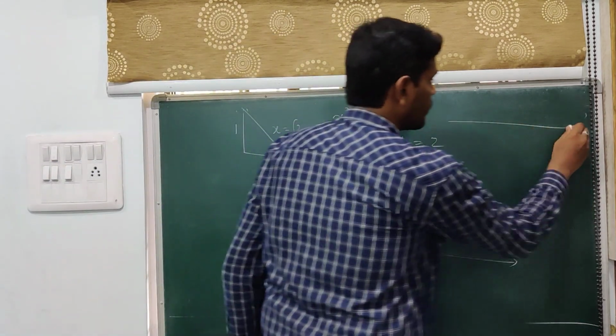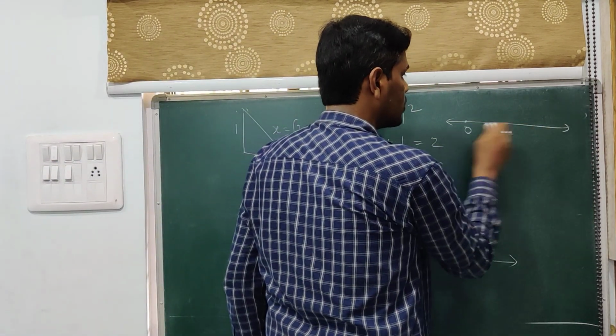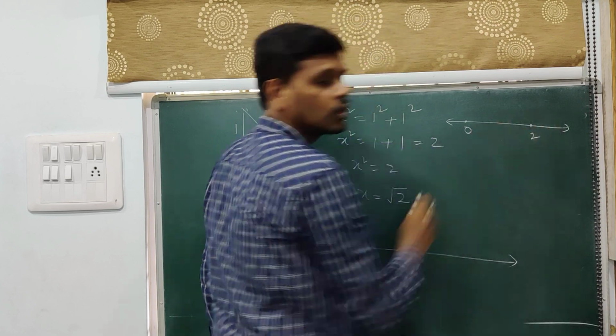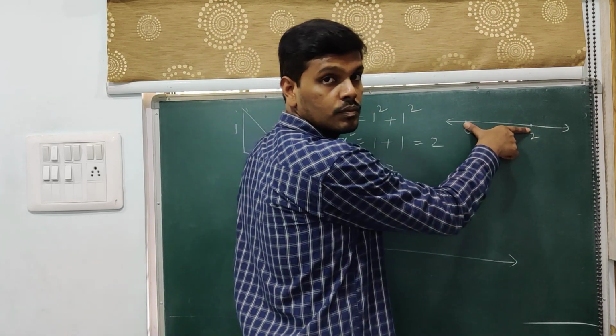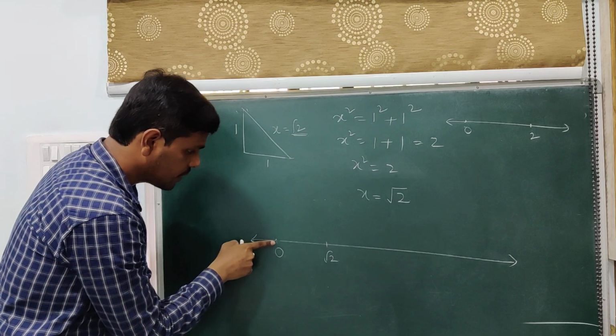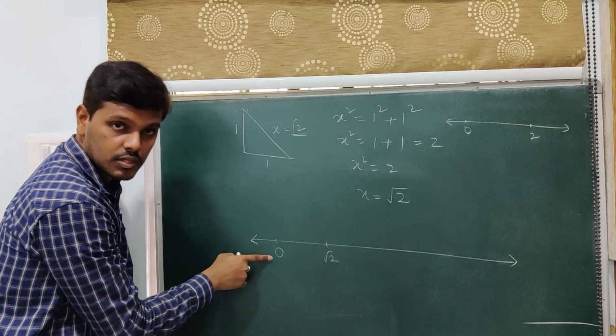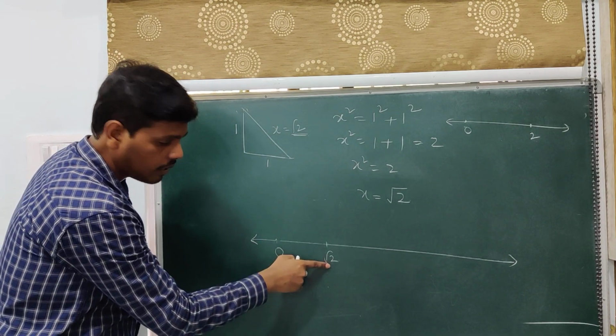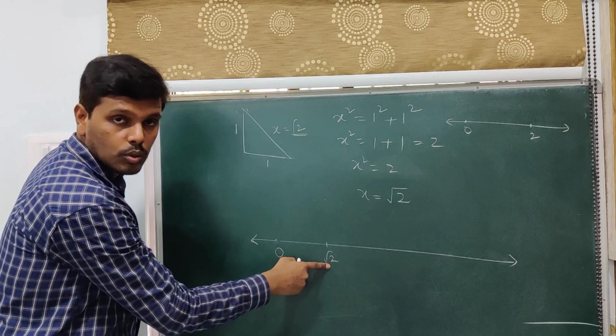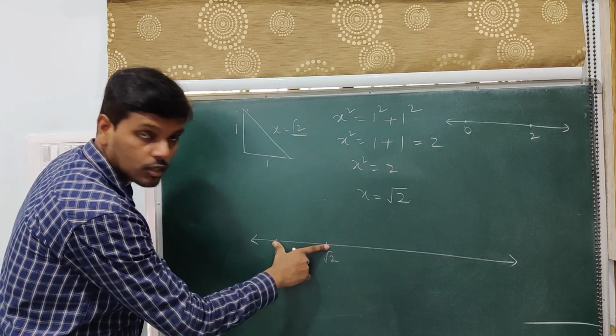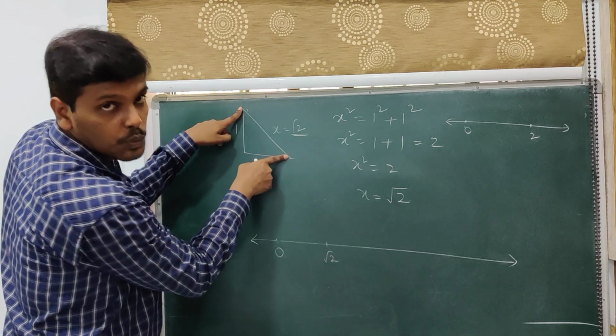That is, suppose you have a number line. This is 0. This is some 2. We say that this length is 2. Like the same, for this point I am assigning a number 0, and for this point I am assigning a number root 2, which means that this length is root 2, which is same as this one.